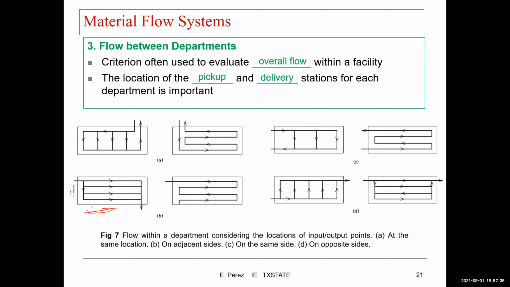So all those patterns are relevant because they influence the design of your department and also the design of the overall facility. You want to make sure that when you start designing the flow within the department, you take into account where the flow needs to start and where the flow needs to end. So you can plan the inside of the flow within the department.